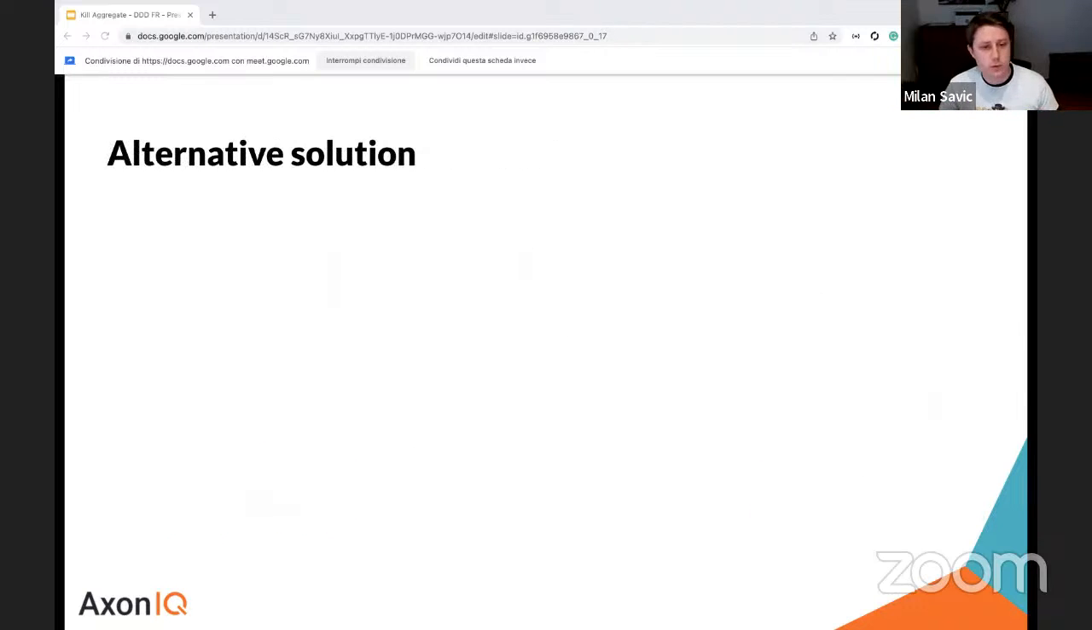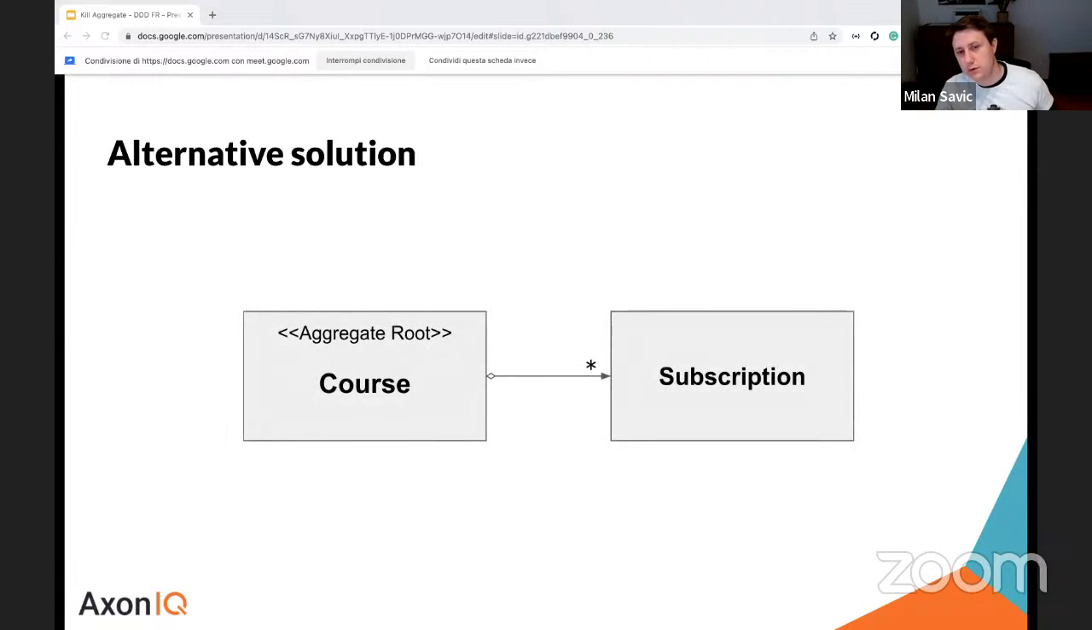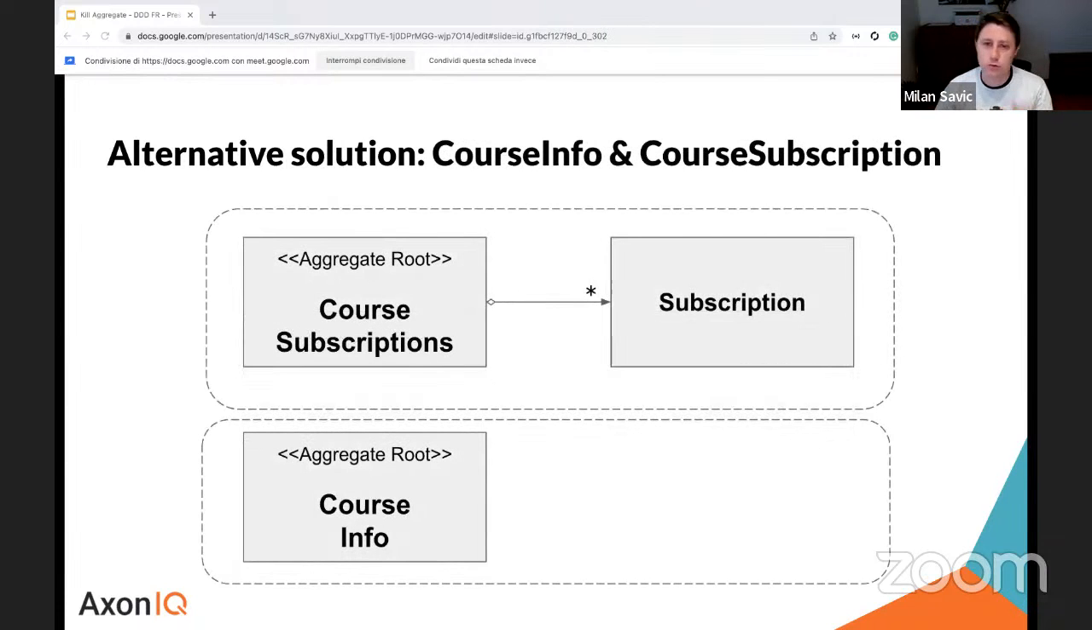Now you may wonder whether we can mitigate this issue that Sara mentioned about the contention. Now let's try to propose an alternative solution to the one that we've just seen. So what we started with was a course with a bunch of subscriptions. This was a single aggregate trying to meet all of our business rules. What we can do now is instead have two aggregates: course subscriptions and course info. The course subscription aggregate is responsible for taking care of subscriptions, right? And course info is responsible for taking care of details about the course.